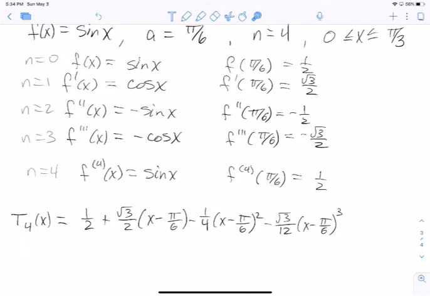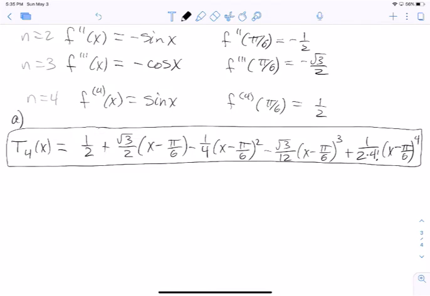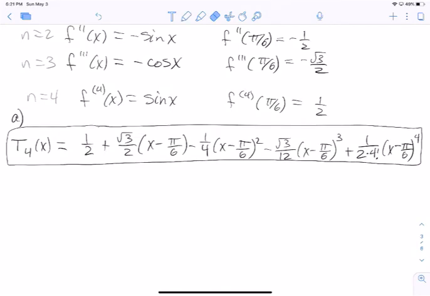We need t sub 4. And so we need to add 1/2 divided by 4 factorial times x minus pi over 6, the quantity to the fourth power. That gives us our fourth degree Taylor polynomial, and that is the answer to part A. Well, really I should simplify this. 2 times 4 factorial is going to give us 48.